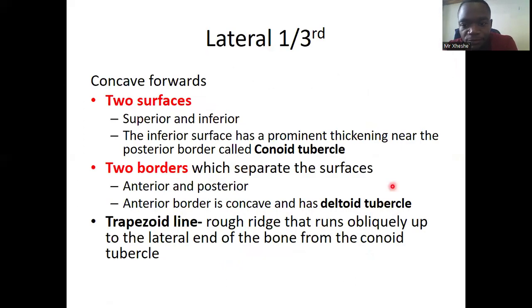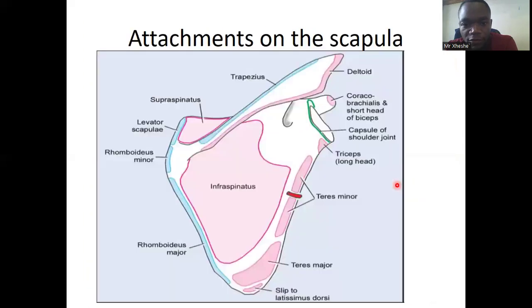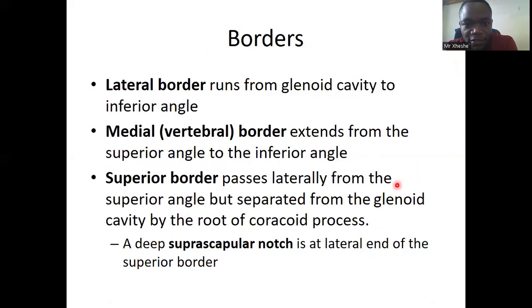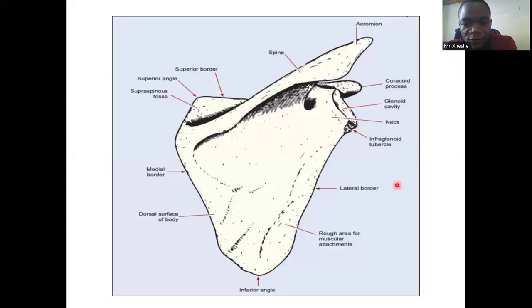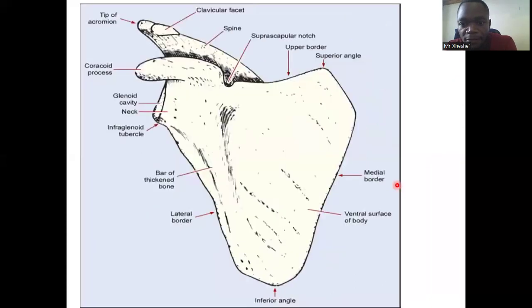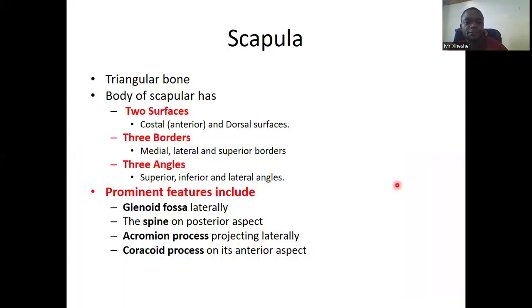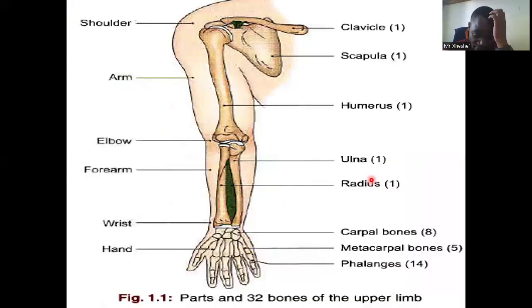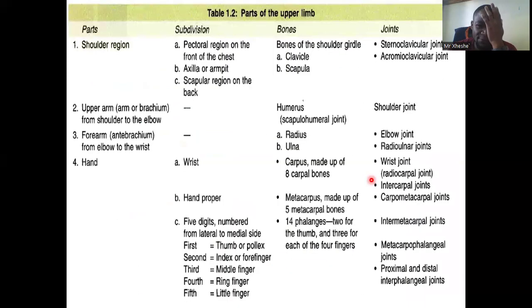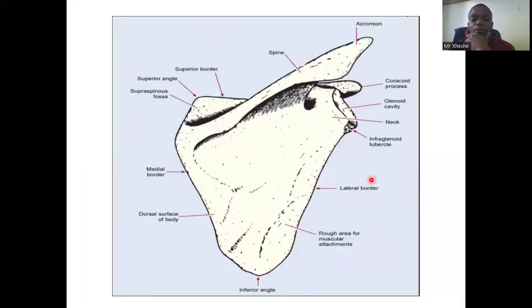Quite easier to do. Let's look at another bone of the upper limb, specifically the scapula. Now, the scapula has the following: two surfaces, three borders, and three angles, right? So I'll focus on that. Two surfaces. Okay, I want you to follow me.